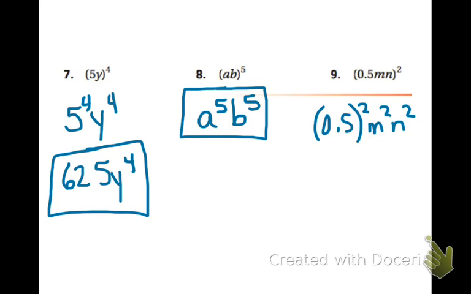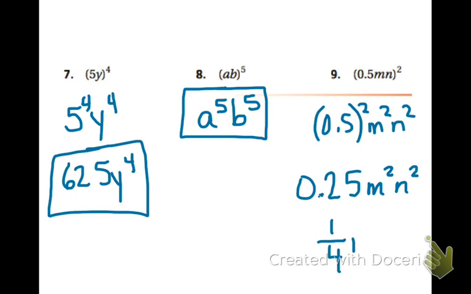And for 9, so when we take 1/2 and we square it, we get 0.25. M squared n squared. Another way to write it is 1/4 m squared n squared. Either way, but if it gives it to you in a decimal, I'll allow you to keep it in decimal form.